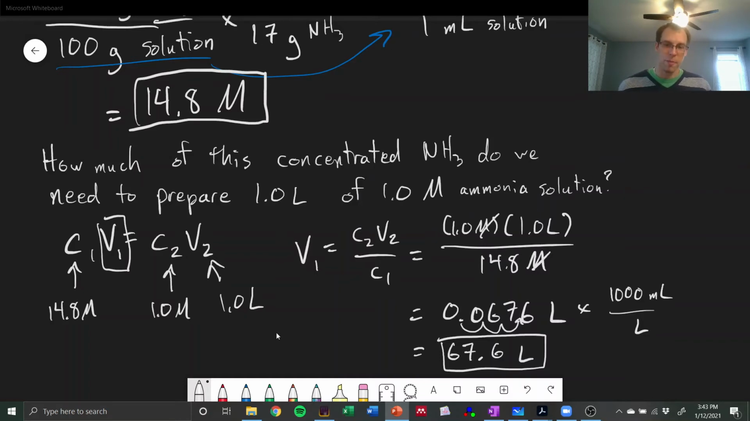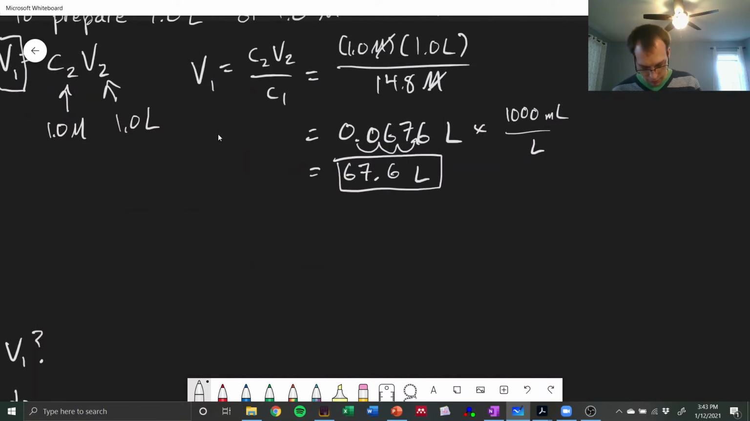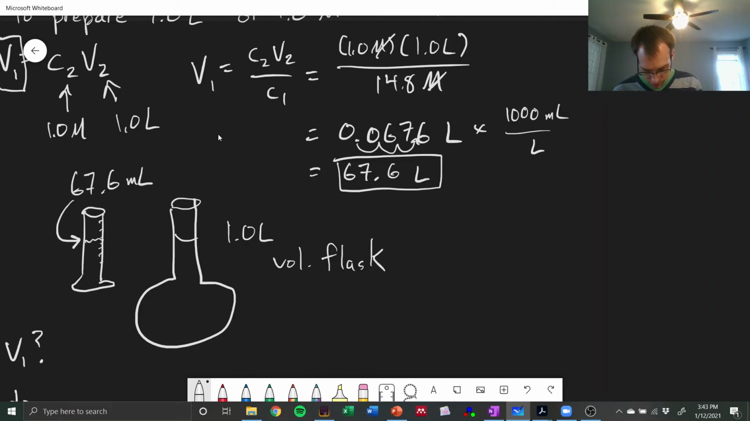So how would we actually go about making this in the lab? We would do this by getting a volumetric flask, a 1 liter volumetric flask, and you'll get to use lots of these this semester. And we would take 67.6 milliliters, probably measure this with a graduated cylinder, depending on how exact we need the concentration. All right, with a graduated cylinder, we'd fill it up to 67.6 milliliters. We would pour that into our volumetric flask.